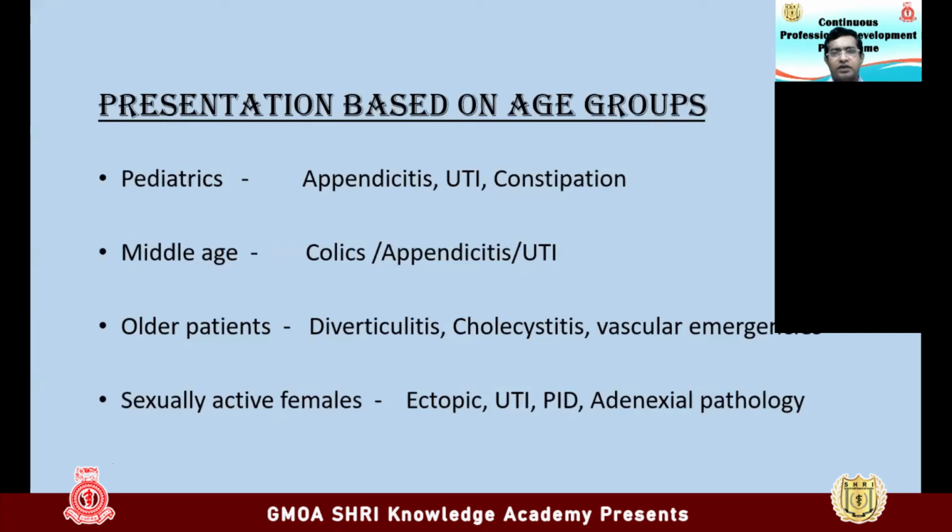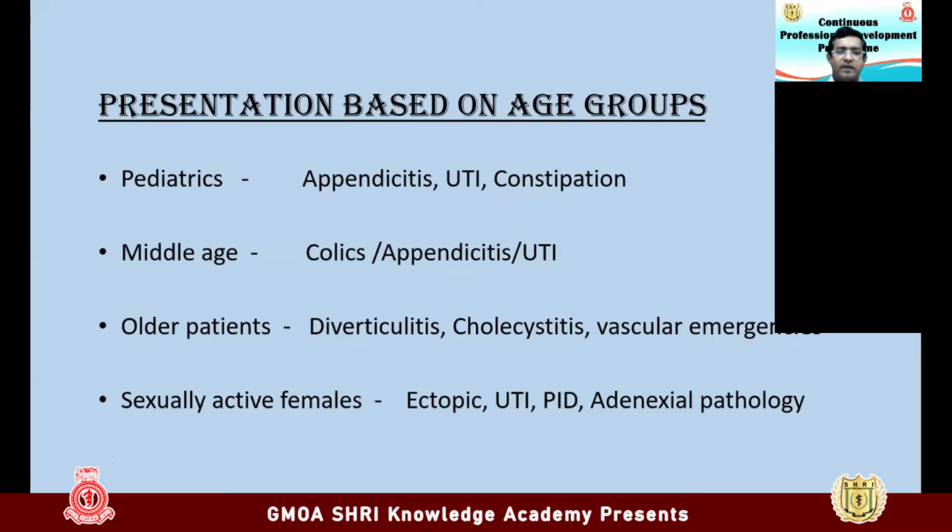according to the age group, because it depends on the common factors, so common diseases which can present in different age groups. In pediatrics, in neonates, you know that necrotizing enterocolitis, midgut volvulus, UTI and constipation are common. Appendicitis and UTI are also common in all age groups. In middle age, colics, appendicitis and UTI are common compared to other things. So you should think of these first rather than other causes.